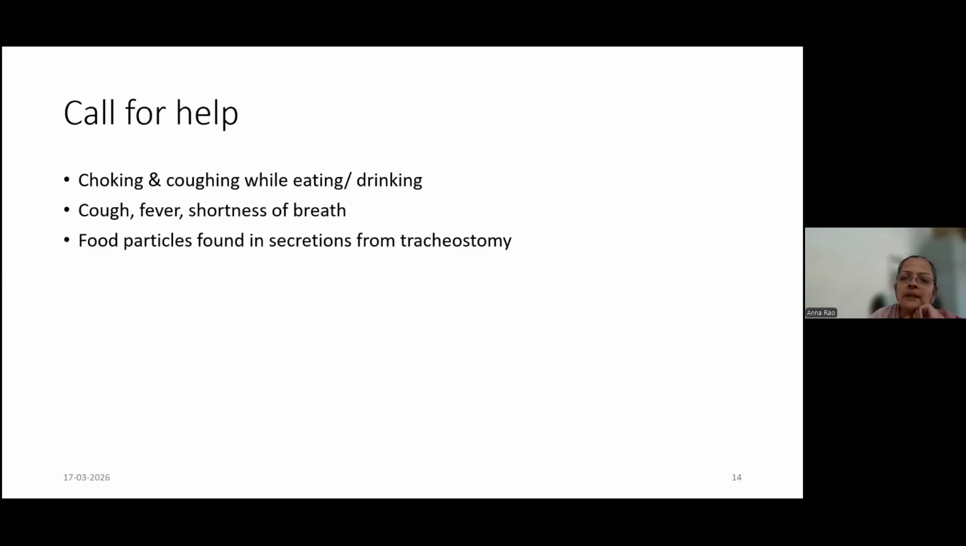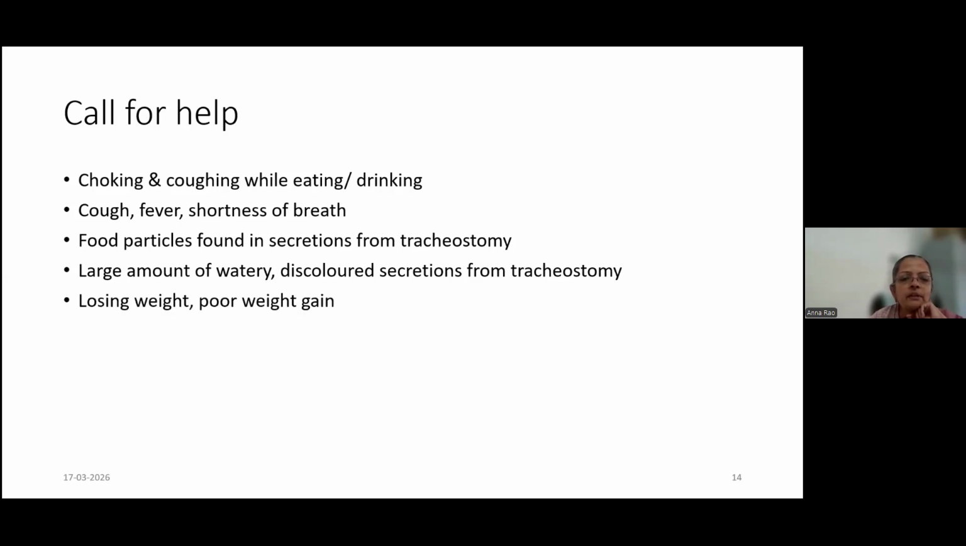If the patient is coughing up secretions and you find food particles in it, then it is of course a concern to be noted, and medical help should be found. Any large amount of watery or discolored secretions also need immediate help from medical personnel. Then, if the patient is not able to eat, or the patient is losing weight continuously.